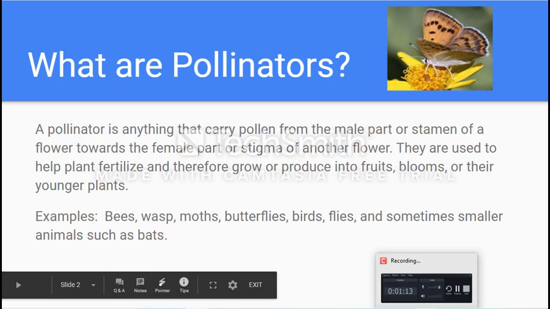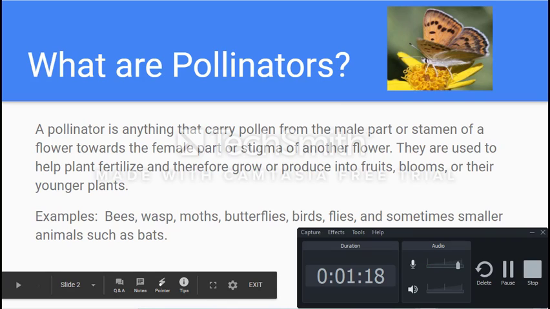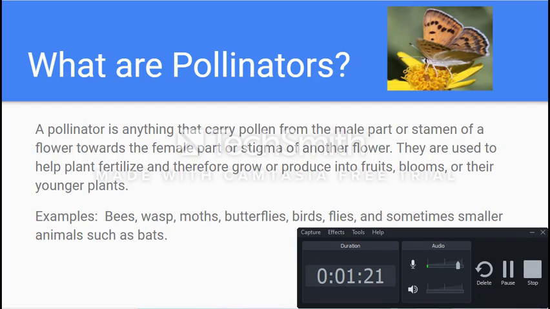So first, I want to talk about what pollinators are. It's actually not that uncommon, what a pollinator does, but I want to explain a little bit more. First off, a pollinator is anything that carries pollen from the male part, or the stamen, of the plant towards the female part, or the stigma, of another flower. And from our previous video, I talked about the different types of plant parts, and the stamen is the male reproductive organ in a flower, and the stigma is the female reproductive organ in a flower as well.